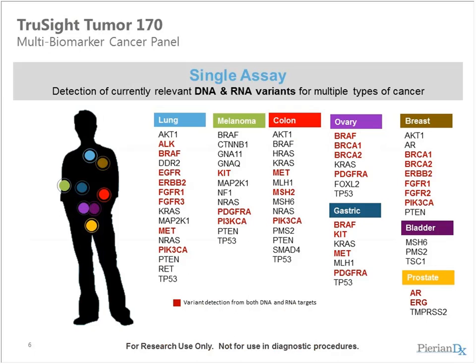This slide really talks about the composition of the assay. So again, broad solid tumor base of the major cancer types, obviously, that are shown here, and again, varying detection of both DNA and RNA targets, including copy number variants.